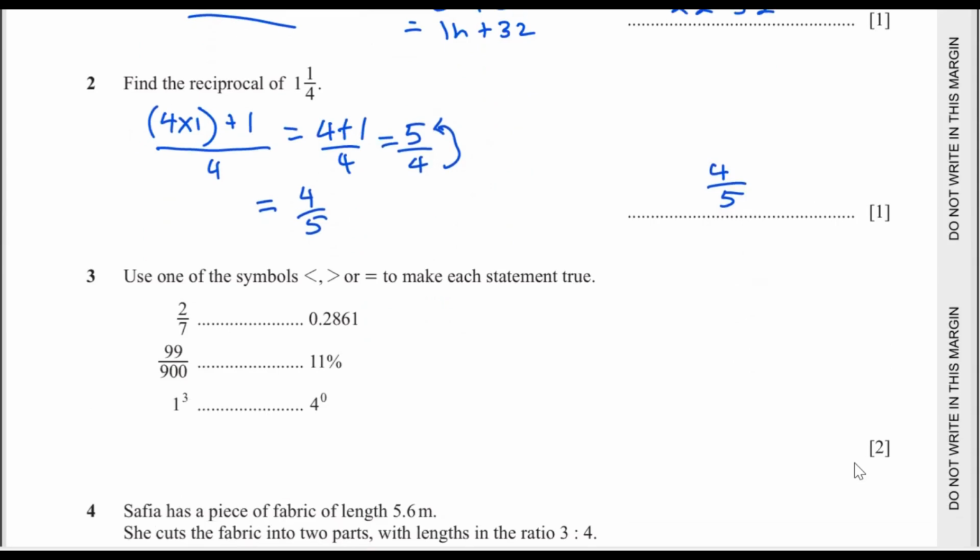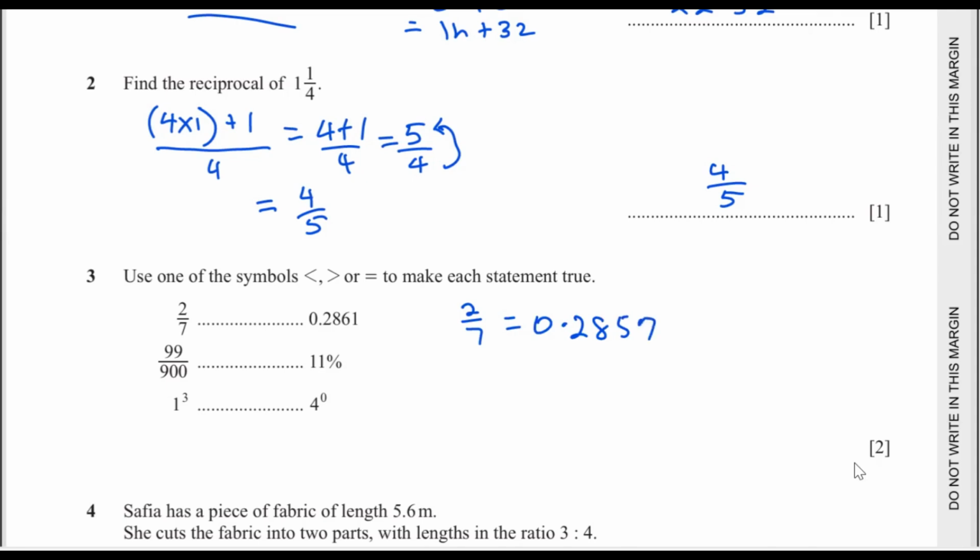So here, number 3, we are asked to use any of these 3 symbols, less than, greater than, or equal to, to make each sentence true. So how do we know the symbol to use between 2/7 and 0.2861? So we have to turn 2/7 to decimal. And when we turn 2/7 to decimal, it gives us 0.2857. All right, so that is what it gives to us.